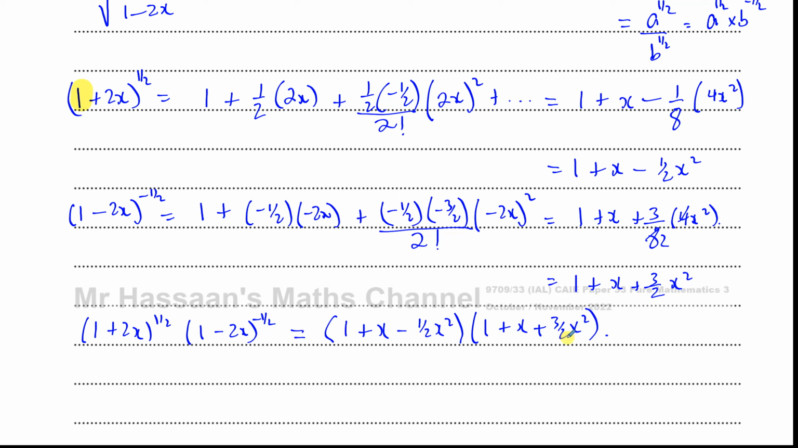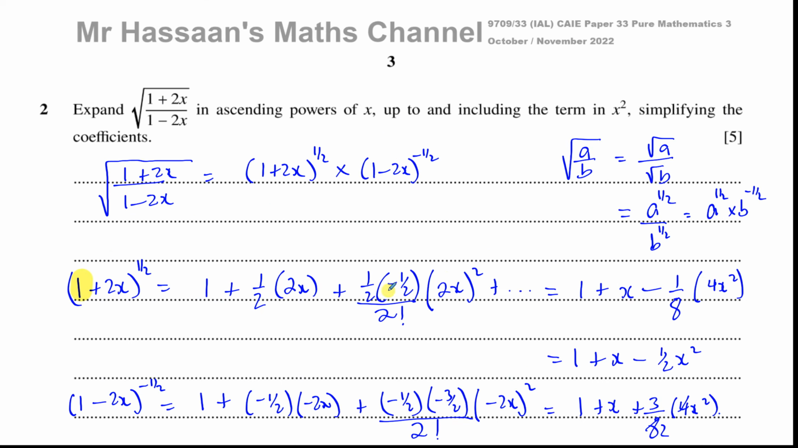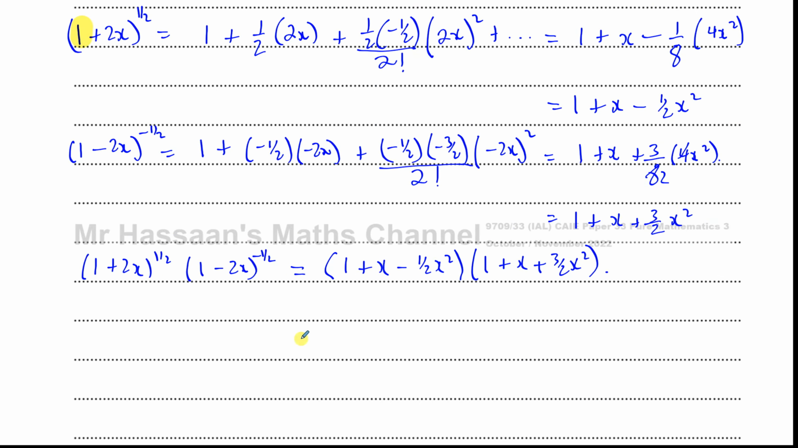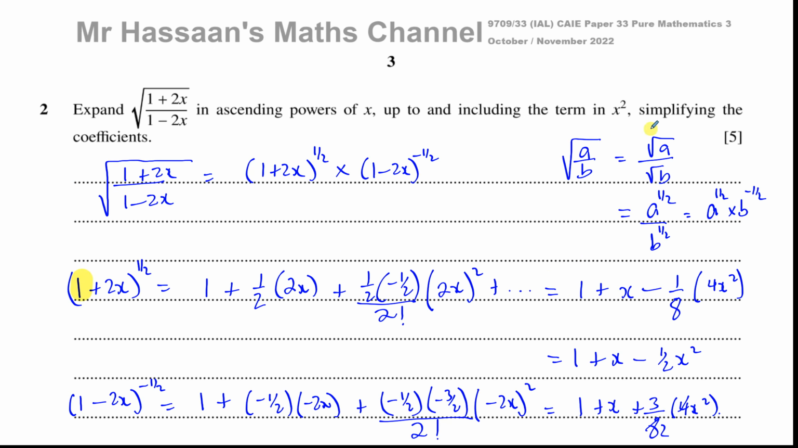Okay, so now I need to expand this, and I need to only concern myself with the terms up to and including the term in x squared. So when I expand this, I have 1 times 1, which is fine, 1 times x, which is x, and 1 times 3 over 2 x squared, which is 3 over 2 x squared. Then I have x times 1, which is also x. Then I have x times x, which is x squared. And if I continue, I don't need that term, so no need to write it down. I don't need to write 3 over 2 x cubed, because we're only concerned with terms up to and including the term in x squared.